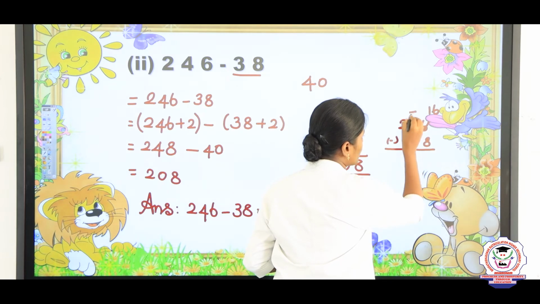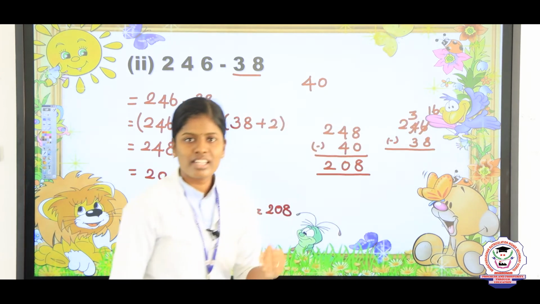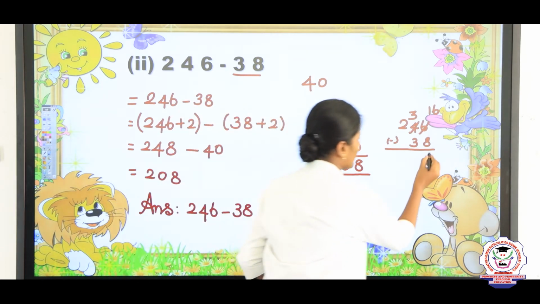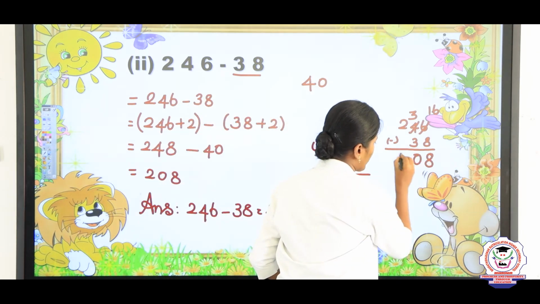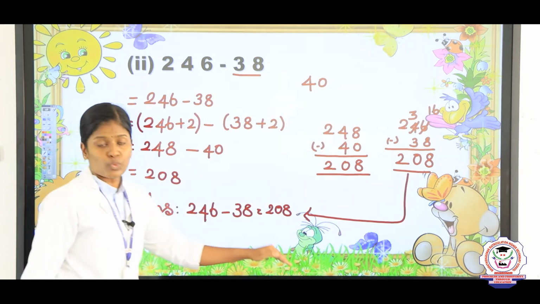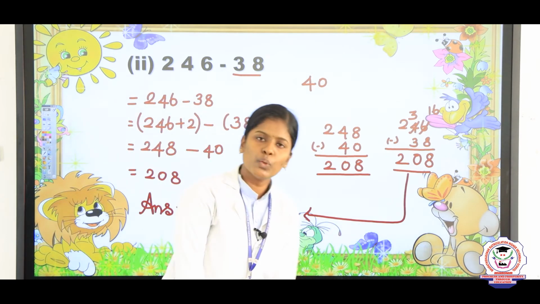4 will change into 3. Now what is the answer? 16 minus 8. The answer is 8, and then 3 minus 3 is 0, and then 2. So our subtraction is correct. Here we get 208, there too we got 208.